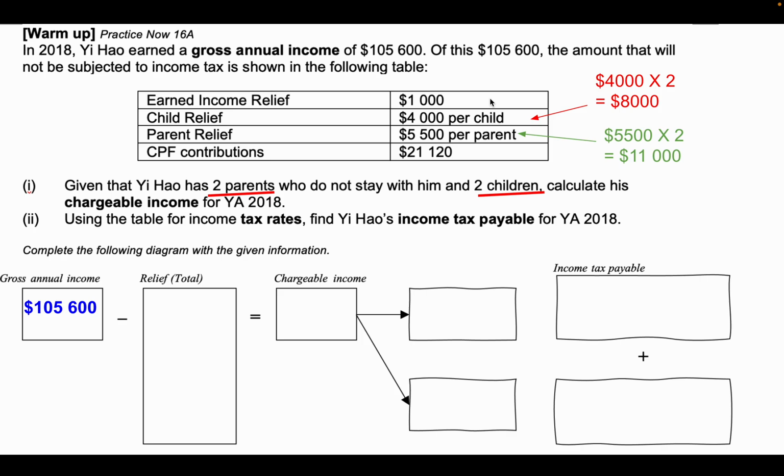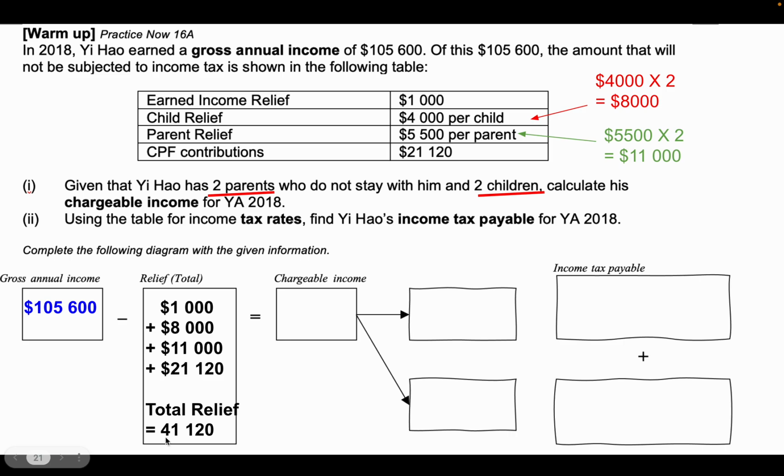And once we have calculated this, the relief would be the sum of these numbers, and the total relief calculated is $41,120. So the chargeable income would be the gross annual income minus the relief that will be subjected to the income tax. Now, to calculate the income tax payable, we need to look at the table again.